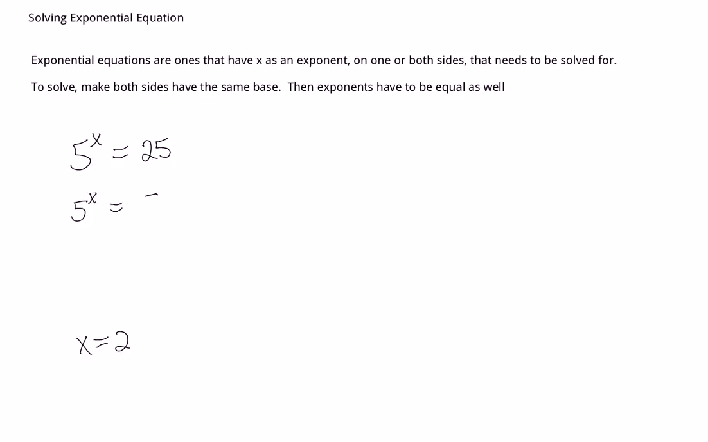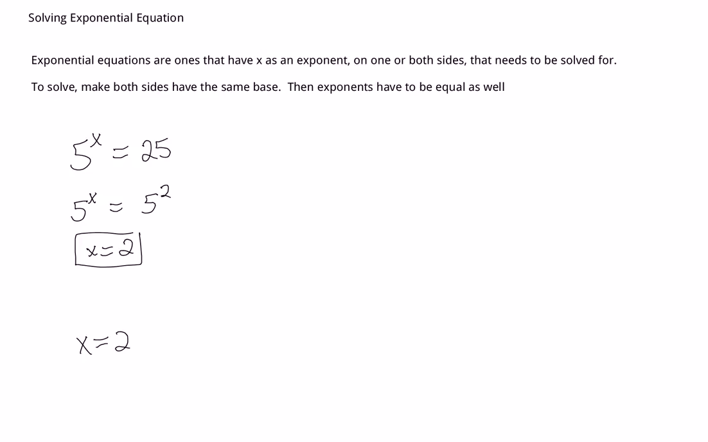If we change our 25 to have the same base, that would be 5 to the power of 2. And once we have the bases being the same, that means the exponents have to be the same. So if both 5's are the same, our exponents have to be the same as well. So we would get x equals 2 as our final answer, which we already knew was correct. That's the method we want to use to solve these.